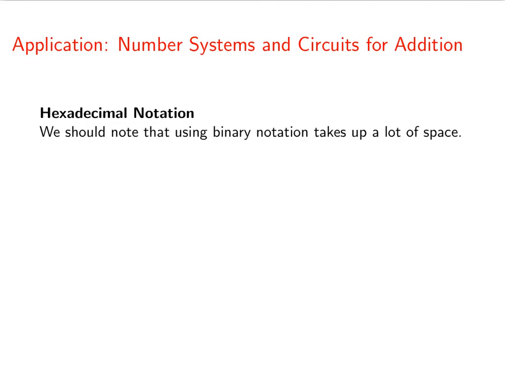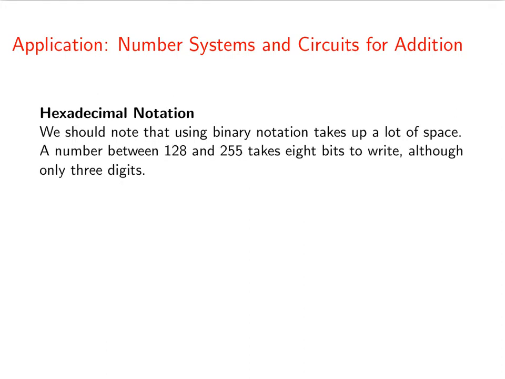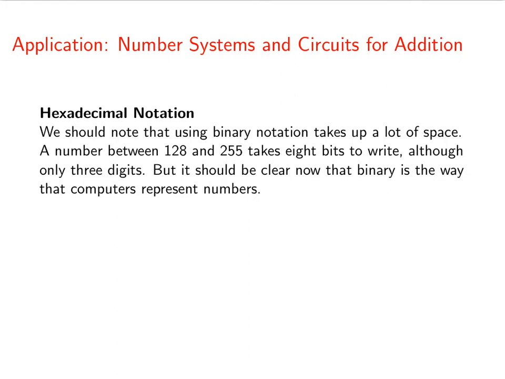Hello, discrete math fans. We're going to talk about hexadecimal notation. Now note that binary notation takes up a lot of space, lots of zeros and ones. Any number that you want to write down between 128 and 255 will take 8 bits to write, but those numbers only take 3 digits, so binary takes up more space. But really, it should be clear that binary is the way to go for computers trying to represent numbers.